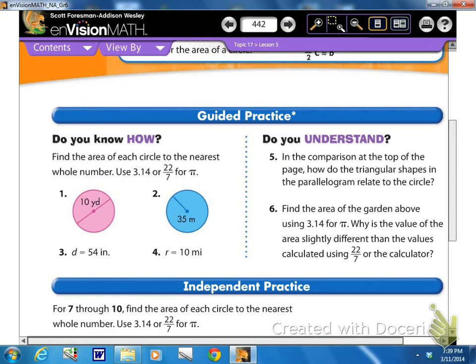Okay, they get right to the guided practice. Now on page 442, I want you to go ahead and do all the guided practice. They want you to find the area of each circle to the nearest whole number, so round to the ones place, and you can use 3.14 or 22/7 for pi. Remember, the formula has radius in it, so if, like number 1, they give you the diameter, find the radius for the formula. Same thing with number 3. I expect to see your formula written down and all the work below it.